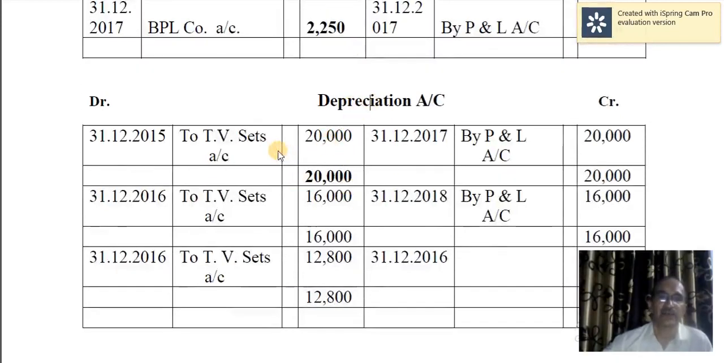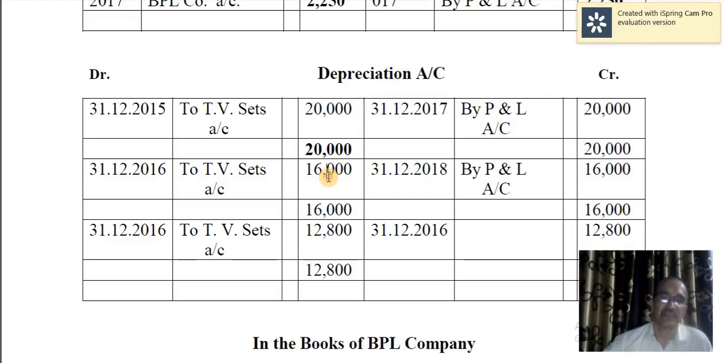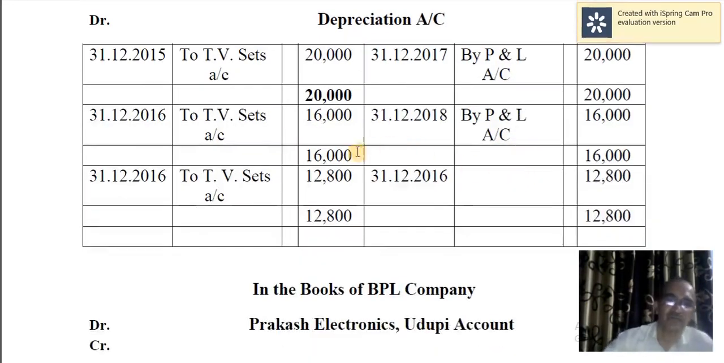And depreciation account is opened here. Depreciation is charged for the first year. It is 20,000, and that is being transferred to profit and loss account. Thereby depreciation account is closed for the first year. Second year depreciation is 16,000, that is transferred to profit and loss account. Third year depreciation is 12,800, that is again transferred to profit and loss account. I have entered it here, so 12,800.